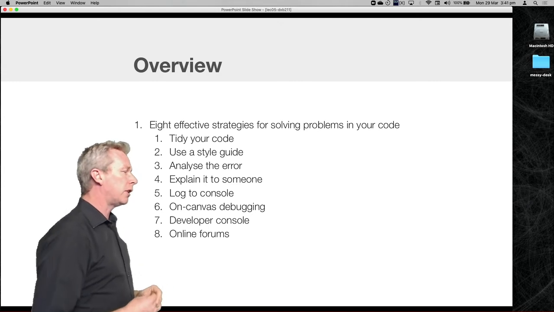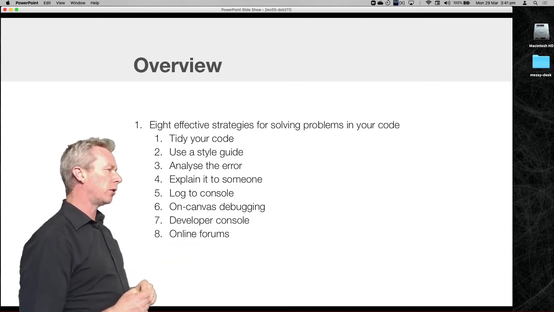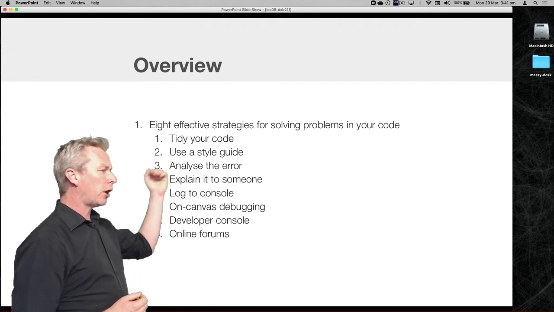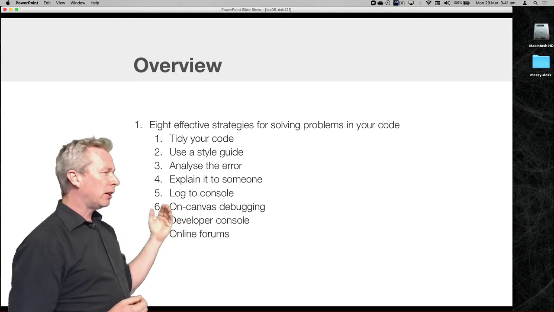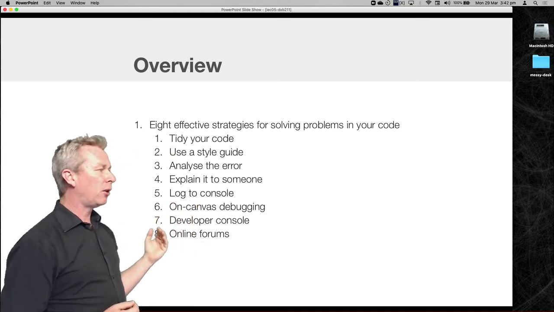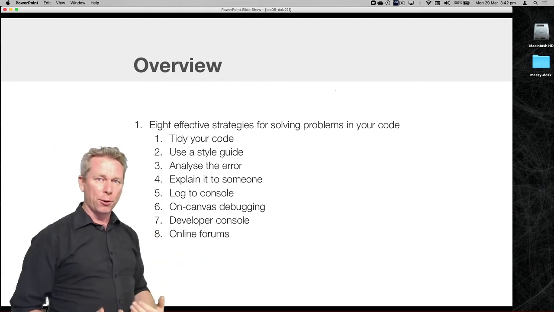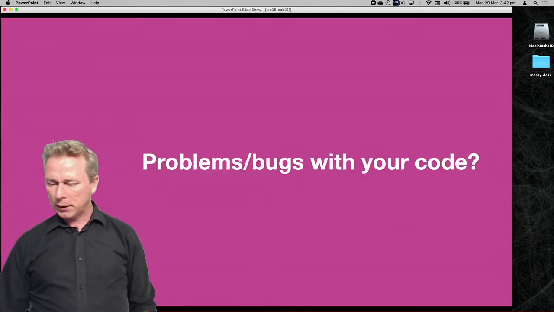So an overview for today's lecture: 8 effective strategies for solving problems in your code. And they are: tidy your code, use a style guide, analyze the error, explain it to someone, log it to the console, on-canvas debugging, the developer console, and online forums. Whew. We're going to have a few things to get through, but I think you'll find it really useful.